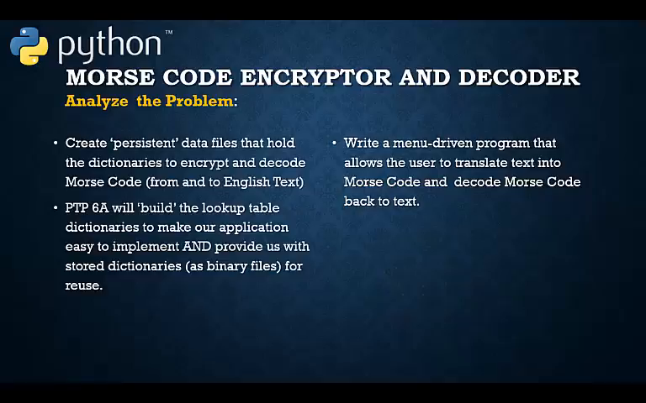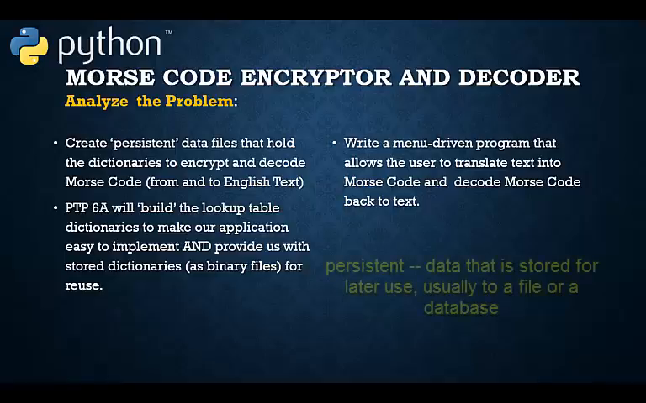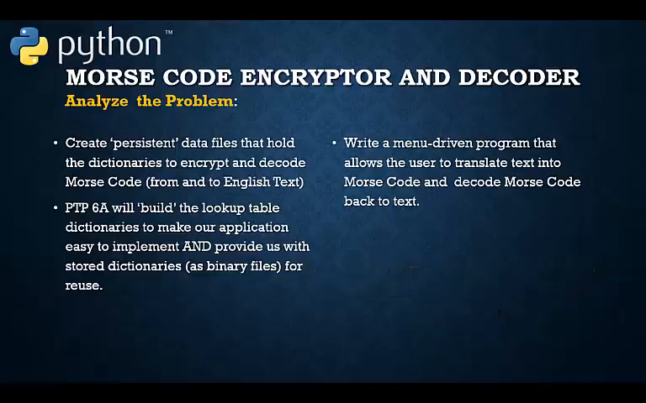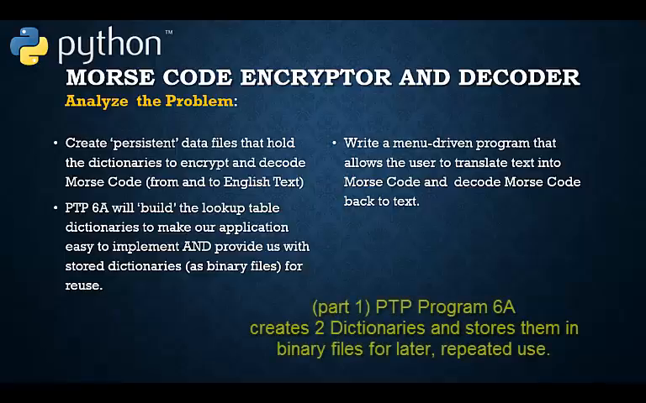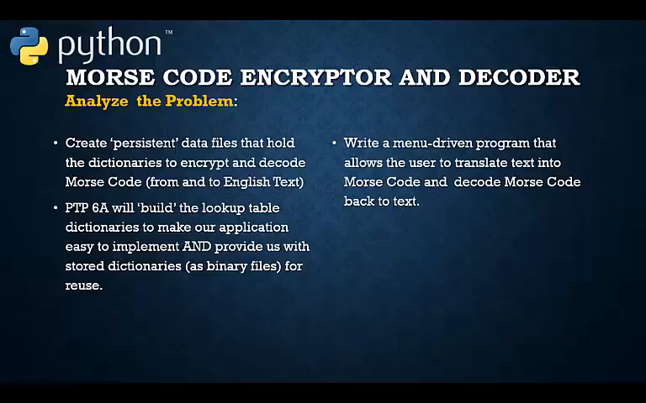The idea with binary files, like text files, is that we're creating persistent data. The data in these files can be used over and over again by different applications. The data is called persistent because it lives on beyond the time your program is running. So we will create persistent data files that hold the dictionaries to encrypt and decode Morse code. Putting together the pieces program 6A will build the lookup table dictionaries to make our application easy to implement and provide us with stored dictionaries as binary files for reuse.